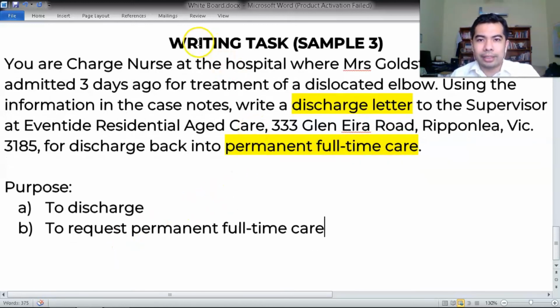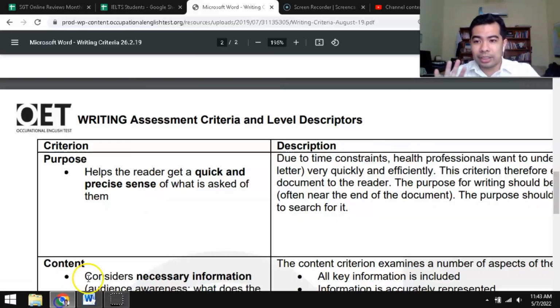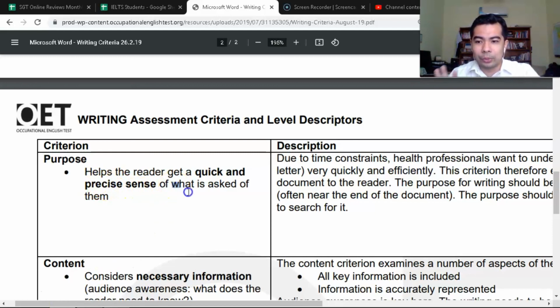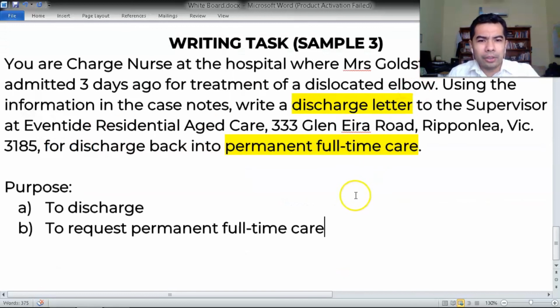When you're reading the writing task, please don't just look at, oh, I see the keyword refer. Oh, I see the keyword transfer. Oh, I see the keyword discharge. That's not the purpose, guys. No one cares. The receiver does not care about that. What the receiver cares about is, what do you want me to do? What do you need from me? What are you asking of me?